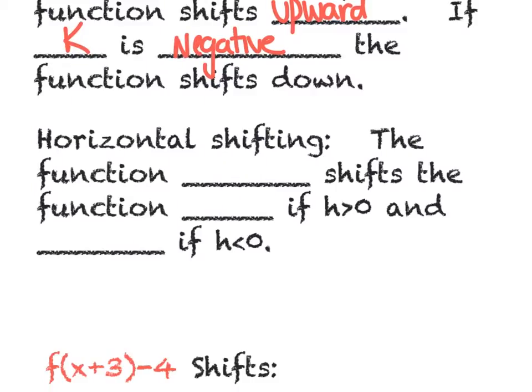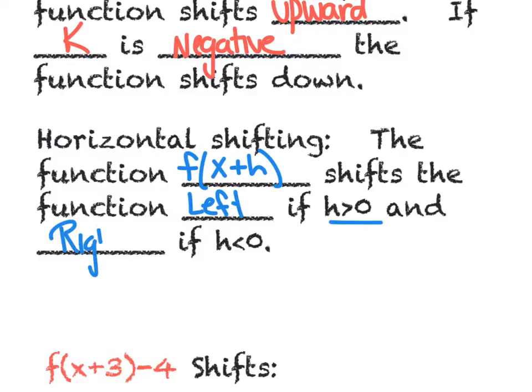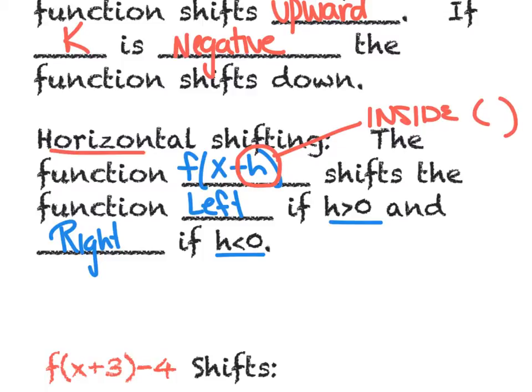The function f of x plus h shifts the function left if h is greater than 0 and right if h is less than 0. Now again, notice where the h is sitting this time. h is sitting inside the parentheses. Therefore, that's a horizontal shift.